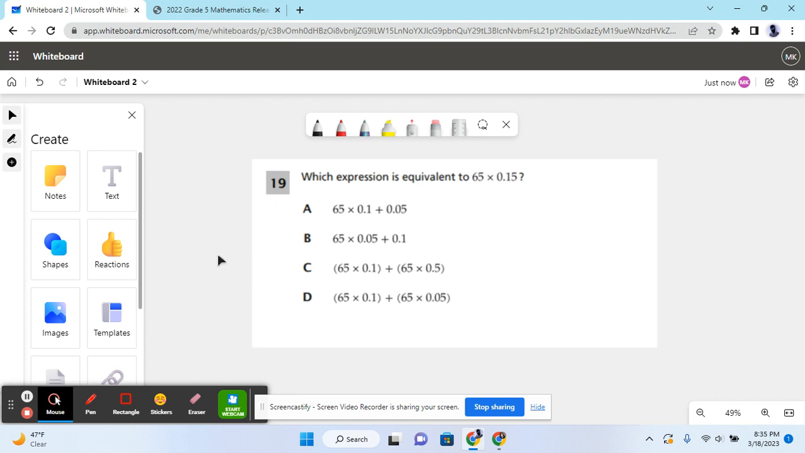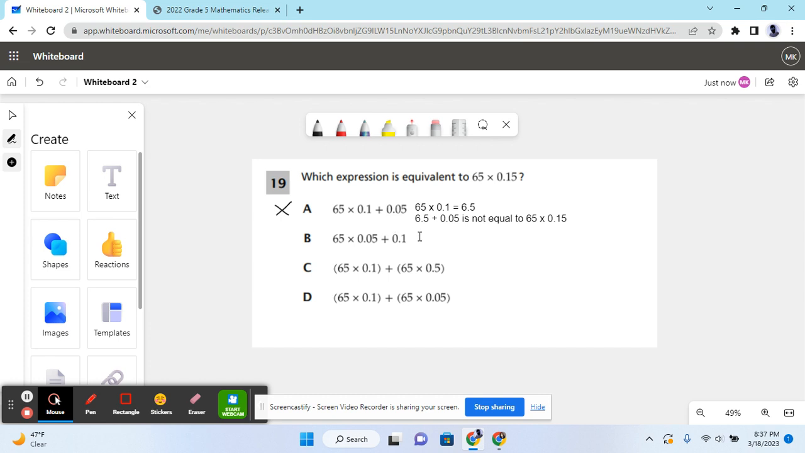So for number 19, it says, which expression is equivalent to 65 times 0.15? So for answer choice A, before I say anything, make sure to use process of elimination for these kinds of questions. Anyway, for answer choice A, the answer is not A, because using the order of operations, you have to multiply 65 times 0.1 first, which gives you 6.5, and then you have to add 0.05. And 6.5 plus 0.05 is not equal to 65 times 0.15. So we can eliminate A.